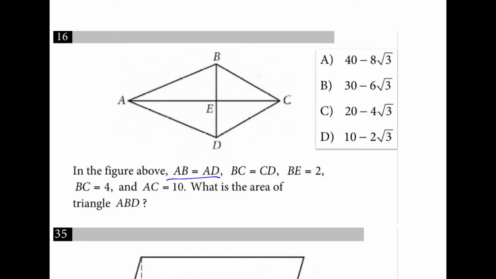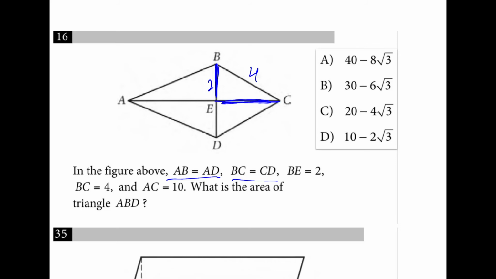Based on the properties shown here, this is a kite. And we know a couple of things. We know that BE is 2, so is ED then. So this entire distance across is going to be 4. But let's start with just 2. We know that BC is 4, so this is a 90-degree angle.